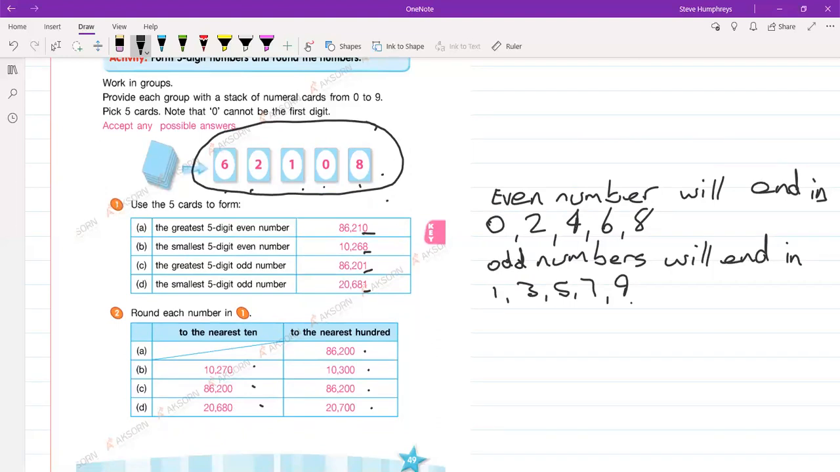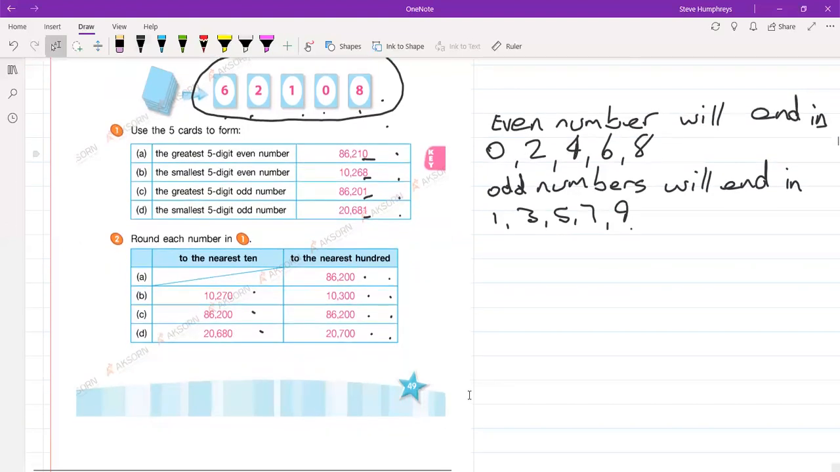And then you look at the last 2 digits, the numbers you have written here, round them to the nearest 100. Okay? Okay, good.